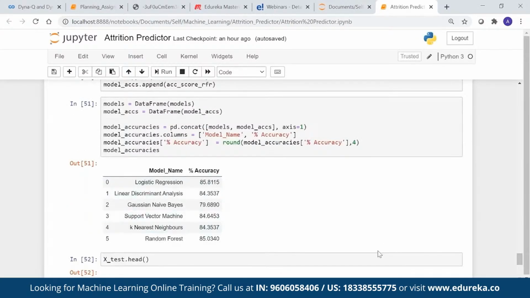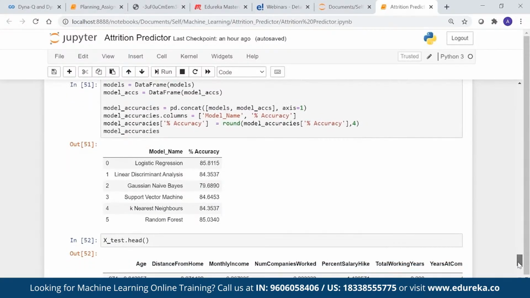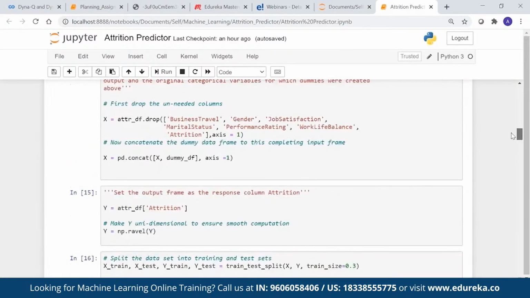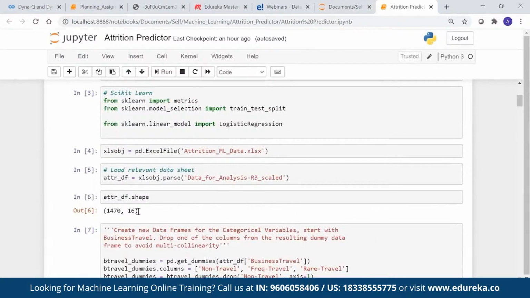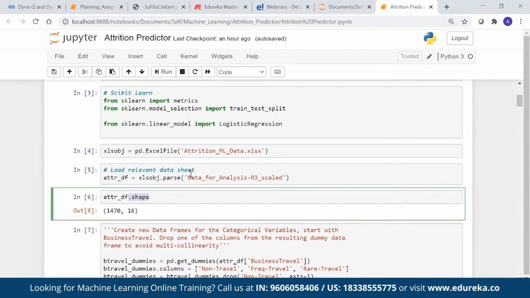This is how the thing looks. So this is a very simple example of classification. We are classifying with 85% or 86% accuracy whether the person will leave or not, given these 15 inputs. So we have taken 15 inputs out of the 35 that I have shown you. If you can see here, 16 columns actually, and 1470 rows are there in that data set. So attrition data frame dot shape. This is the shape of the data frame which is being read from the Excel sheet.